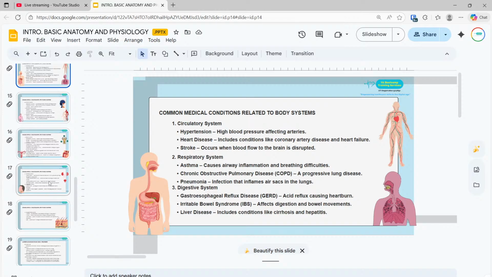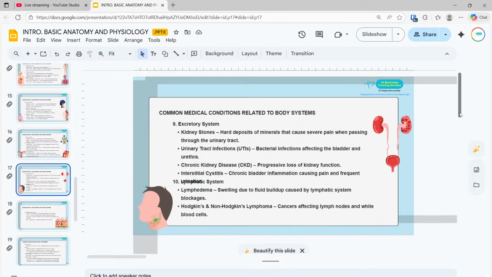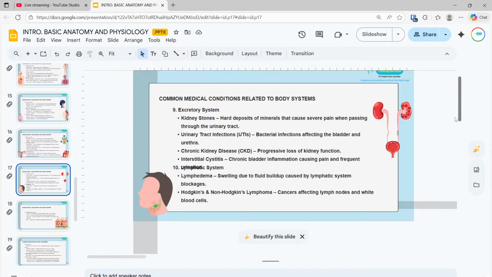So all of these medical conditions, you will usually see in the electronic health records as the common diagnosis of your patients. Okay, so these are the good to know medical conditions.